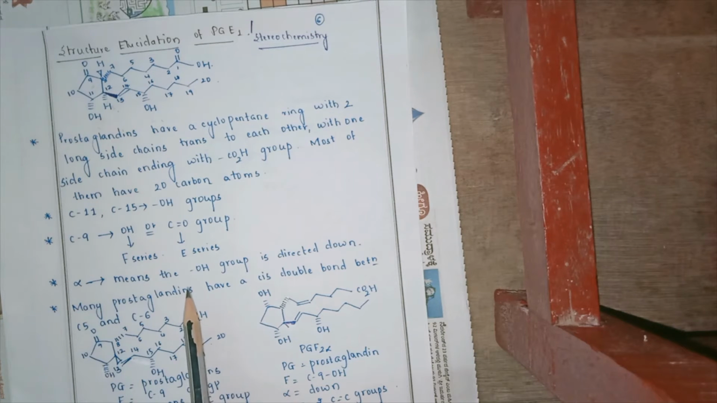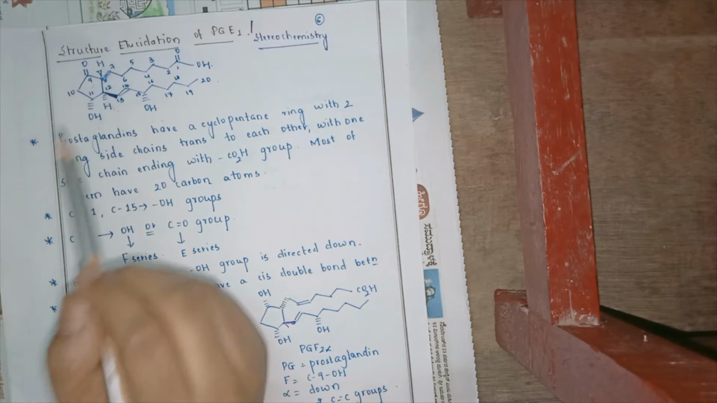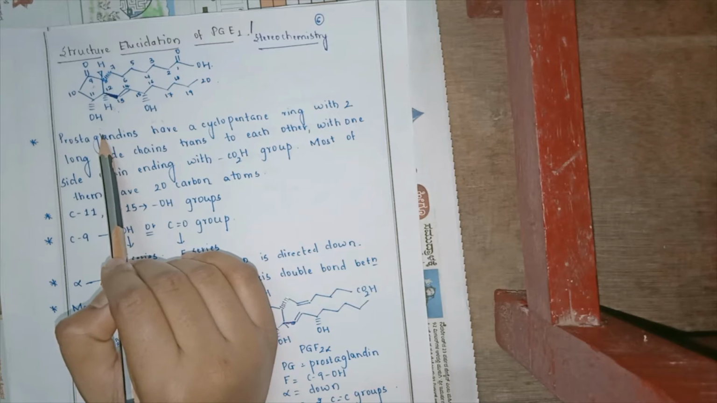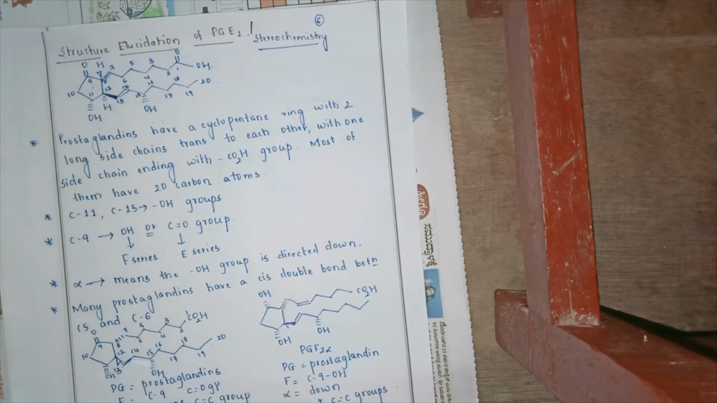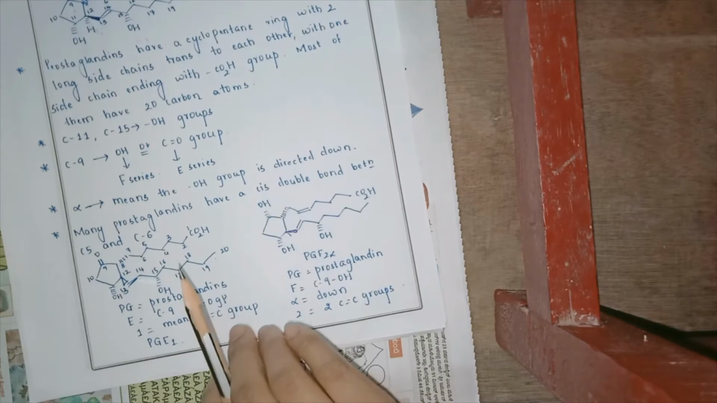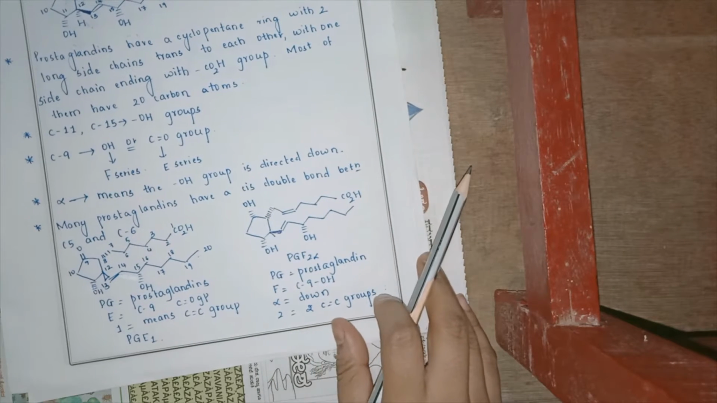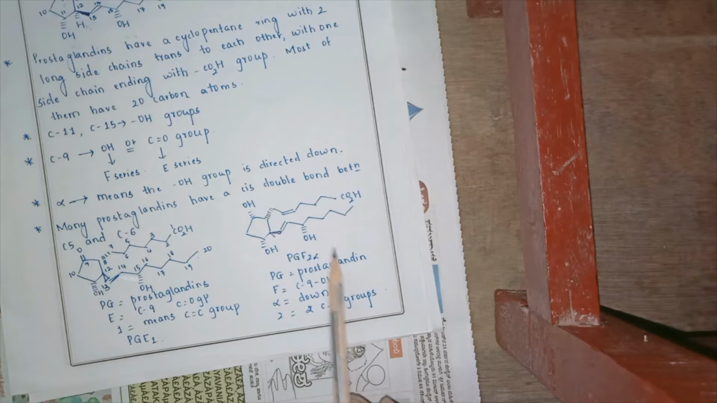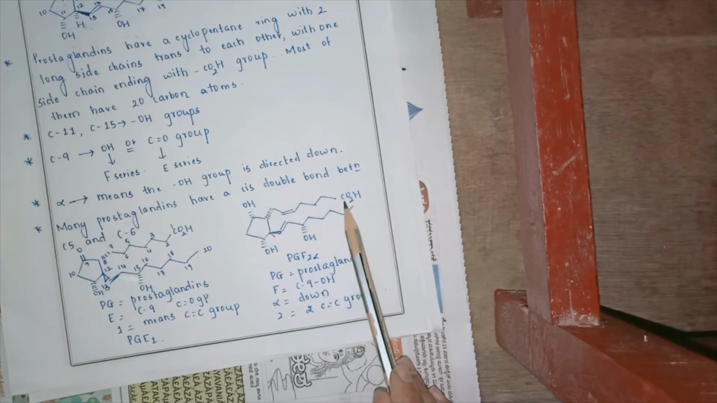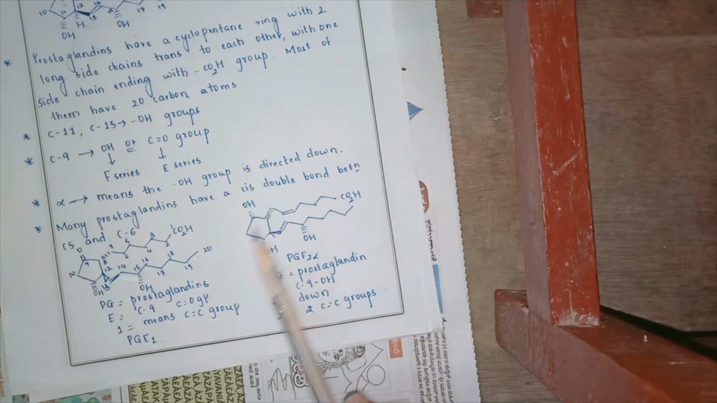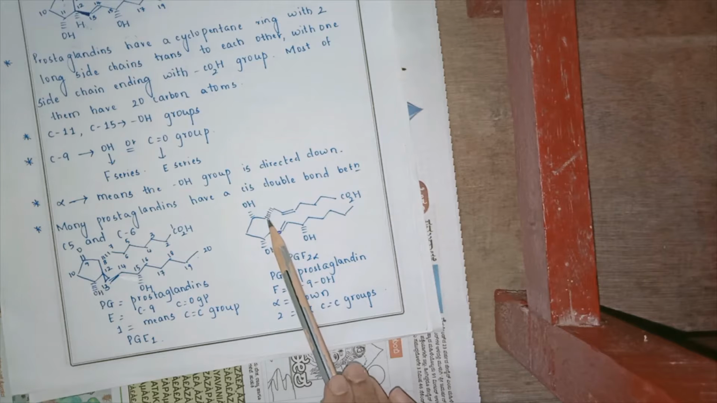When we speak about PGF, it means that there is an OH at position number 9, both of which are alpha with respect to each other. Many of the prostaglandins have got cis double bonds. Let us look into the example of PGF2 alpha. There is a double bond between 1, 2, 3, 4, 5 and 6. This is cis with respect to the long chain system which is at position number 8.